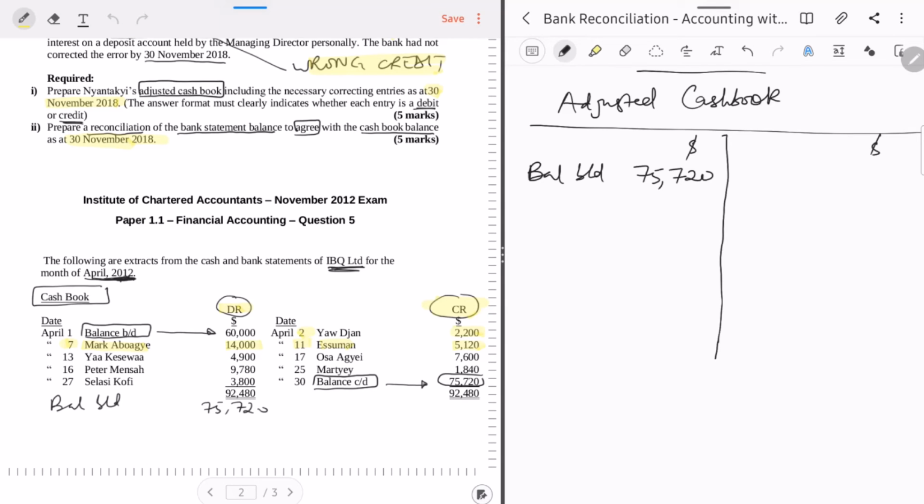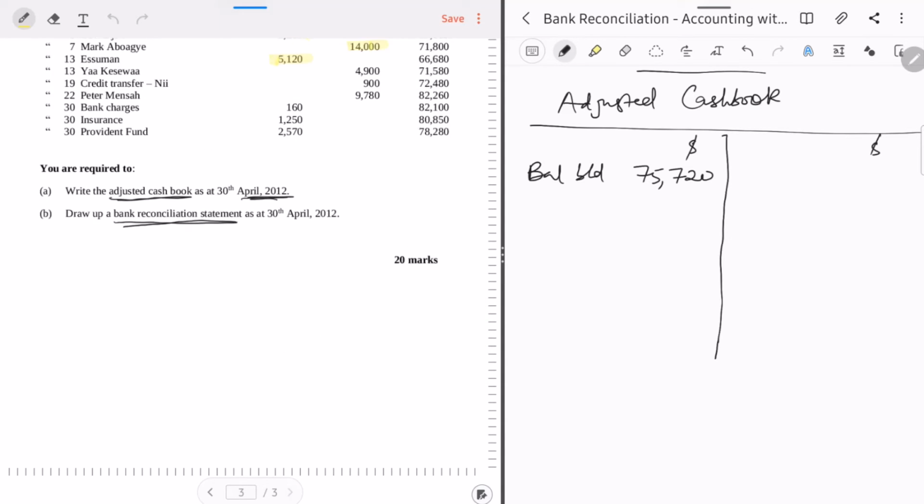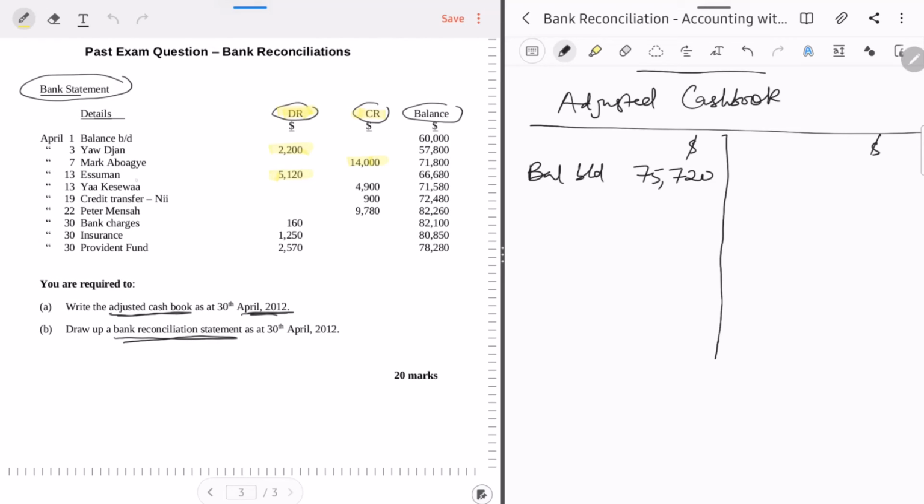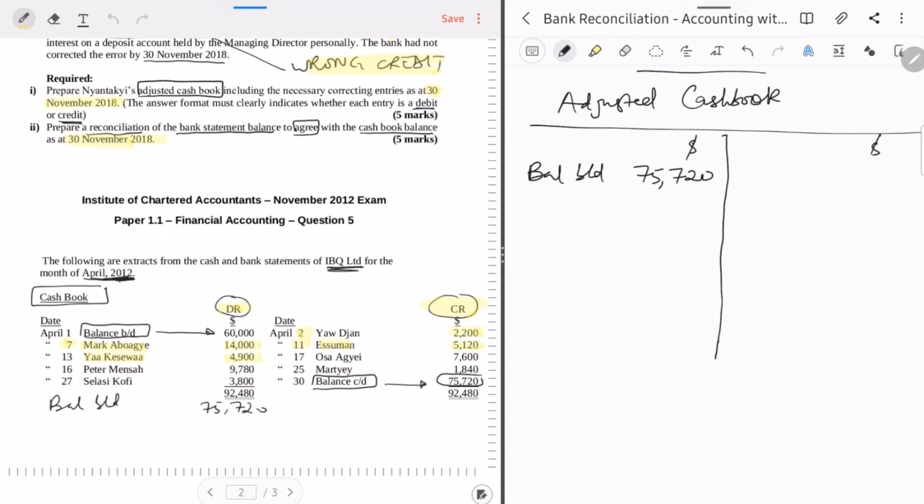Then on the 13th, there's a figure by Ya Kesewa, debited of 4,900. Let's go and check if the credit has 4,900, and it's there. Ya Kesewa of 4,900 credits. So far, so good. Okay, let's continue. We have Osa Ej of 7,600 credits. Let's go and check the debit if there's 7,600 there.